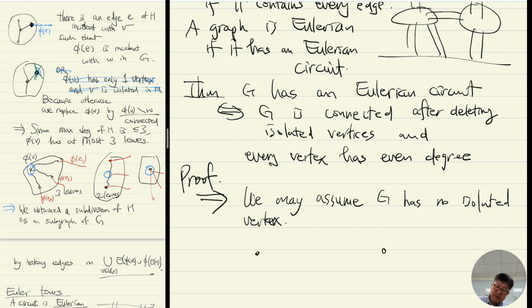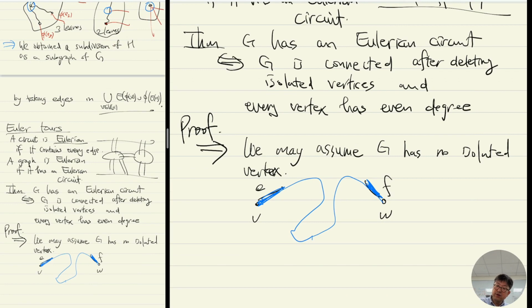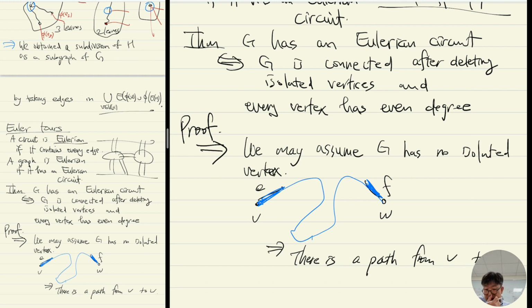If I have 2 vertices, V and W, and now there's no isolated vertex, so every vertex has an edge incident. So let's say E and F. And then an Eulerian circuit exists, so part of the Eulerian circuit is a walk from V to W, because it uses E and it uses F. So therefore, there's a path.